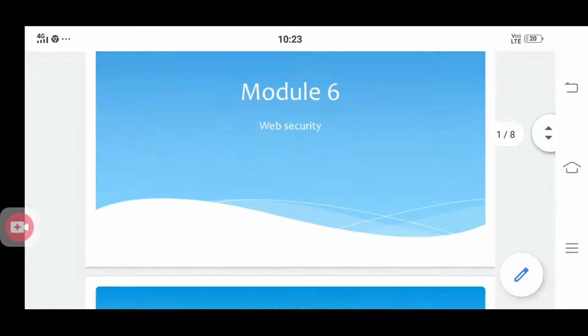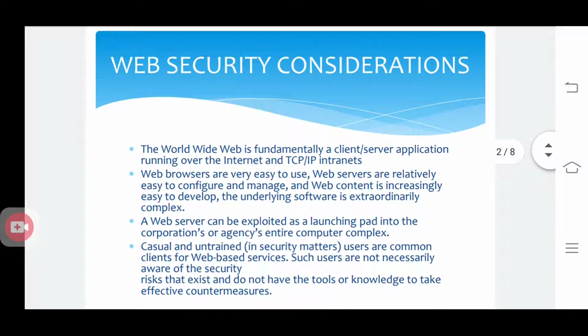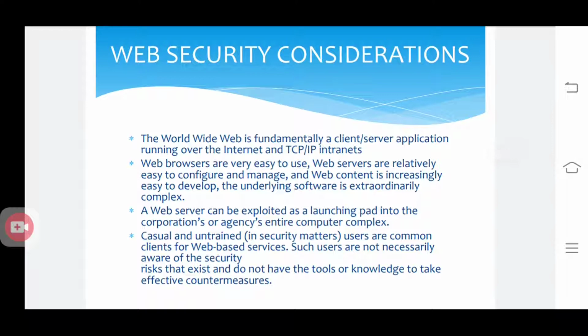Actually, the World Wide Web is a client server application running over the internet or TCP/IP intranets. Here, web servers and web browsers: web browsers are the interface of the user to the server, and by using web browsers we can access services from web servers. Web servers are the machines which provide services to the clients. Web browsers are very easy to use, and web servers are relatively easy to configure and manage.